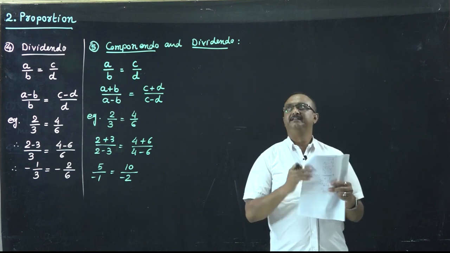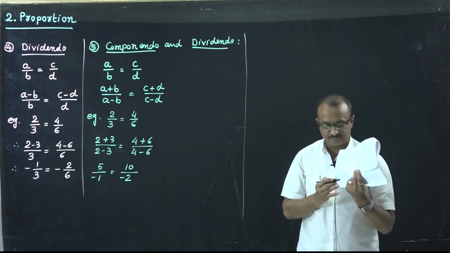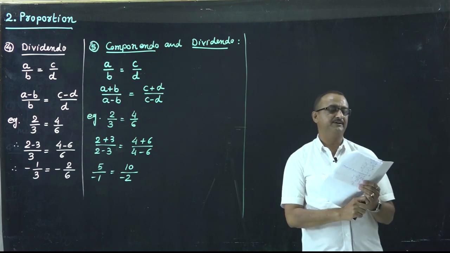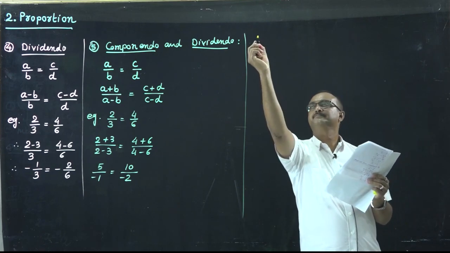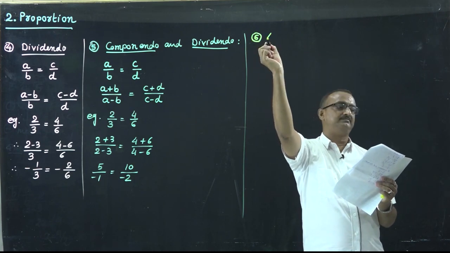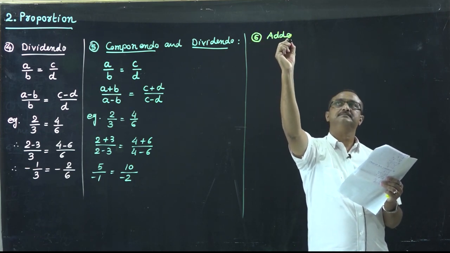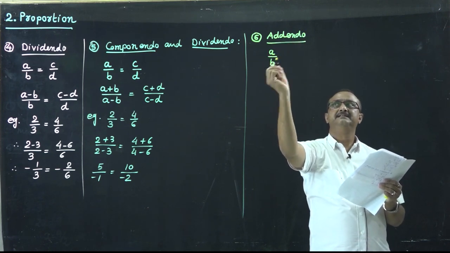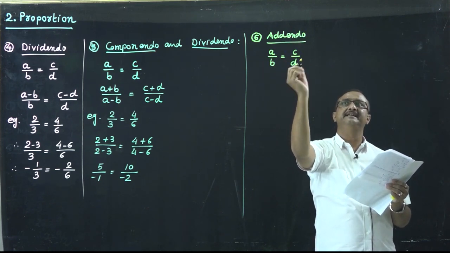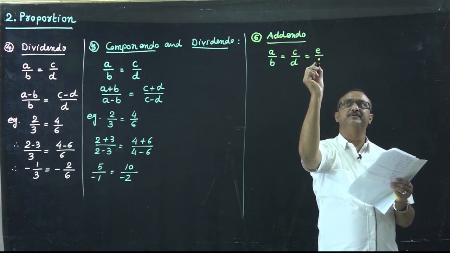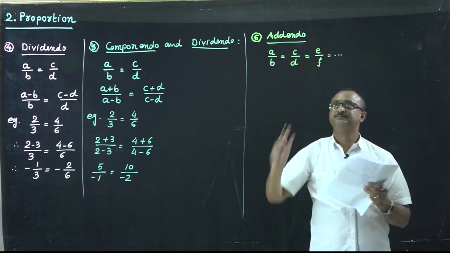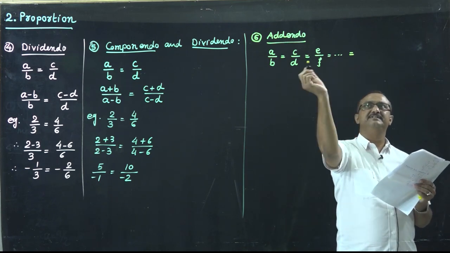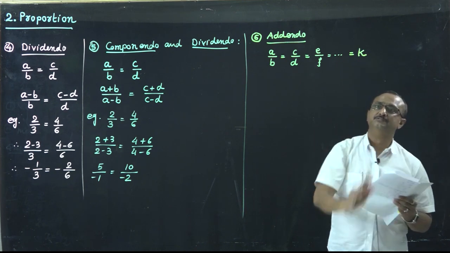Okay, now last one, number 6, the last property of proportion is addendo. If A upon B is equal to C upon D is equal to E upon F equal to and so on till infinity is given, we can suppose this equation is equal to K.